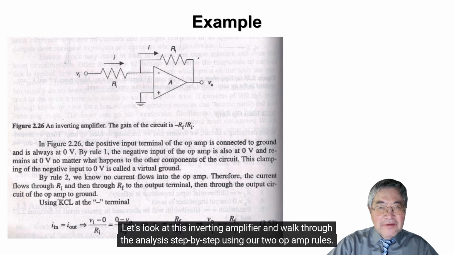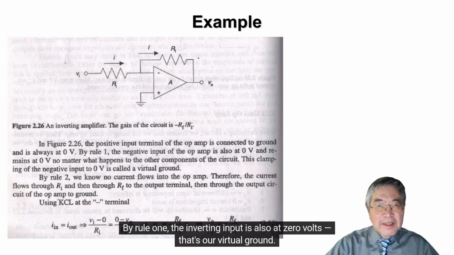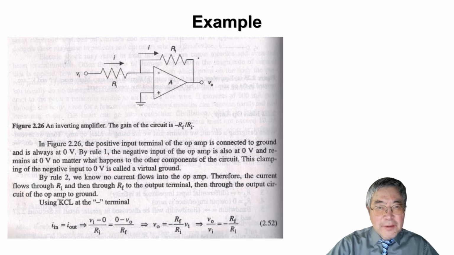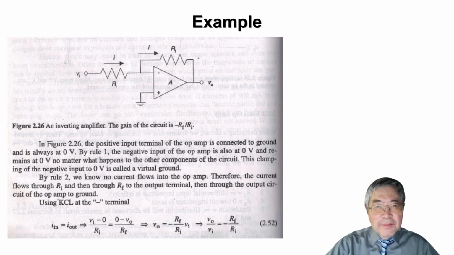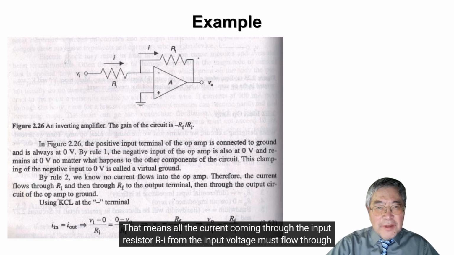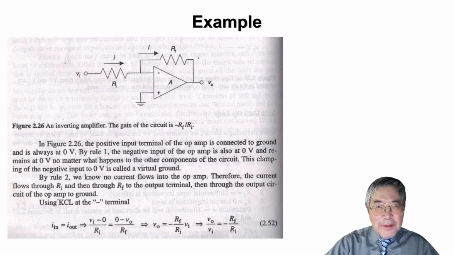Let's look at this inverting amplifier and walk through the analysis step by step using our two op-amp rules. First, the non-inverting input is connected to ground. By Rule 1, the inverting input is also at 0 volts. That's our virtual ground. By Rule 2, no current flows into the op-amp input. That means all the current coming through the input resistor Ri from the input voltage must flow through the feedback resistor Rf to the output.